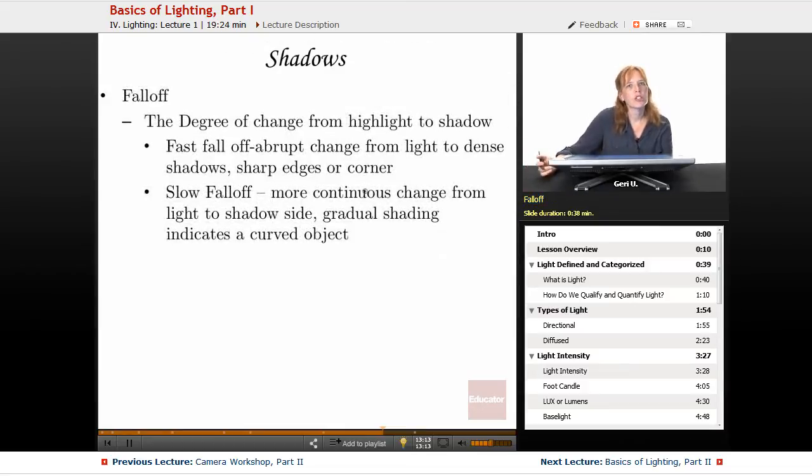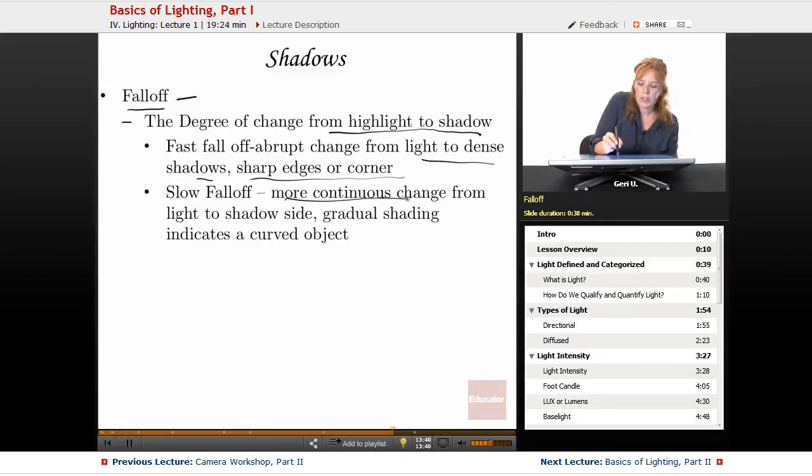Okay, so another term that you'll hear in terms of shadows is fall off. You'll hear, oh, it's fast fall off, or you'll hear slow fall off. So it's the degree of change from the highlight to the shadow. Fast fall off is an abrupt change from the light to the dense shadows, and sharp edges or corners are often therefore implied or are present. Slow fall off is a more continuous change from the light to the shadow side. It's gradual shading, and it often indicates a curved object.